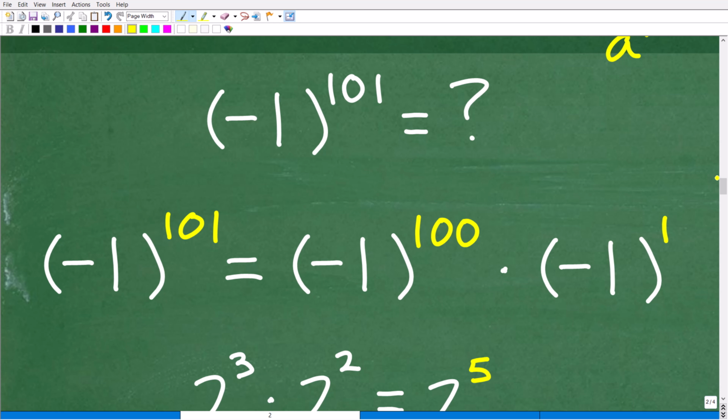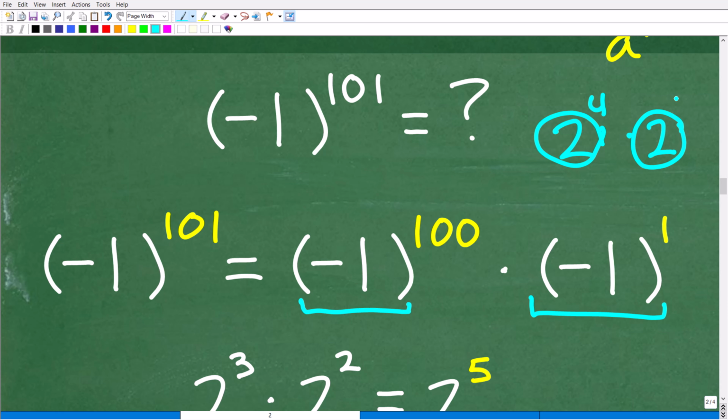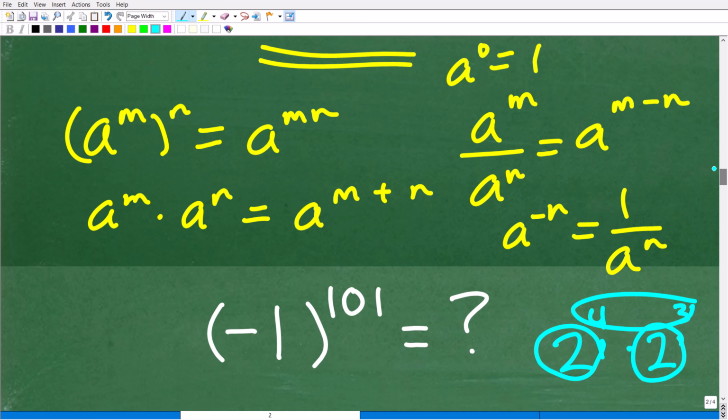Okay, so the first thing is the following. I'm going to look at this problem this way. I have -1 to the 101st power. I'm going to break this problem up in this manner: -1 to the 100th power times -1 to the first power. Now, there's a property that states that when you are multiplying powers with the same base, and if I have 2 to the 4th, 2 is the base, what I can do is simply add the exponents. This is a property of exponents.